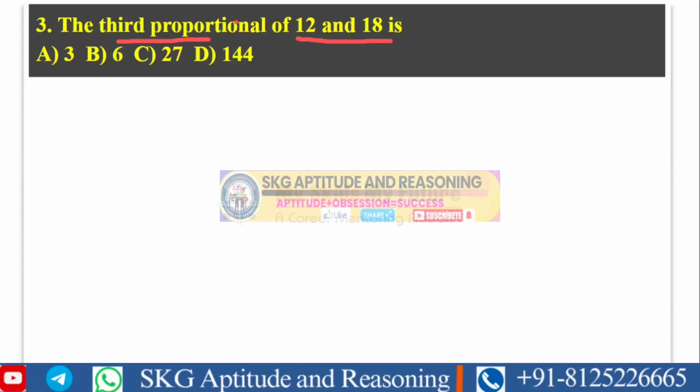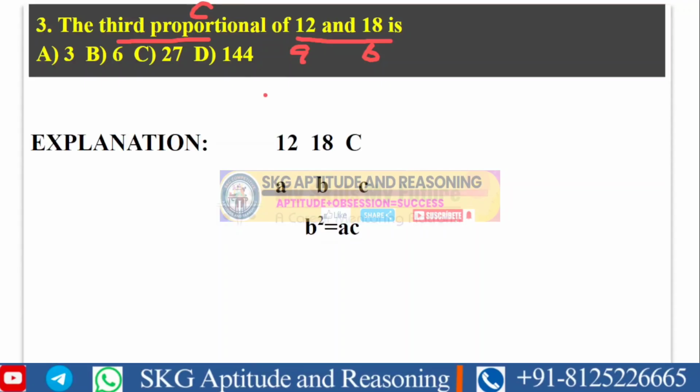So now we need to assume this value as A here and this value as B here. What we need to find is the third proportional, that is the C value. What is the formula we have? The formula is B square is equals to AC. So the value of A here is 12 and the value of B here is 18, and we need to find the value of C here.